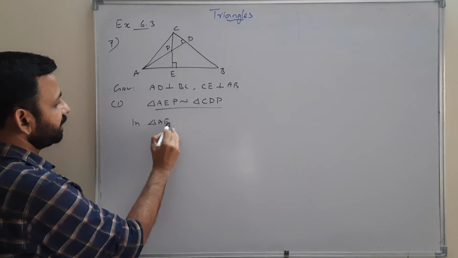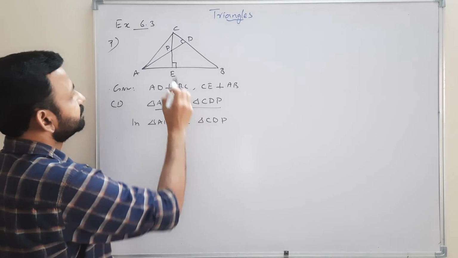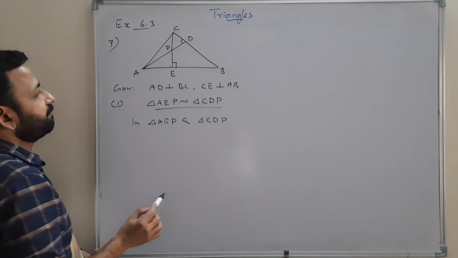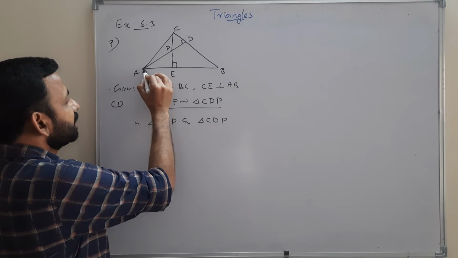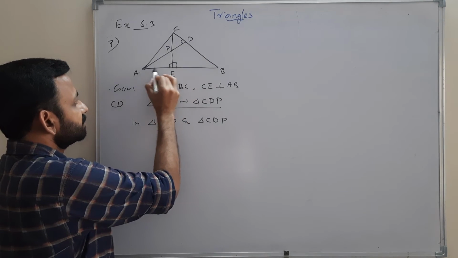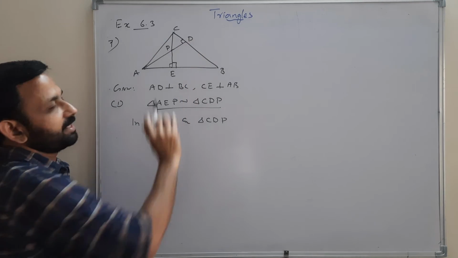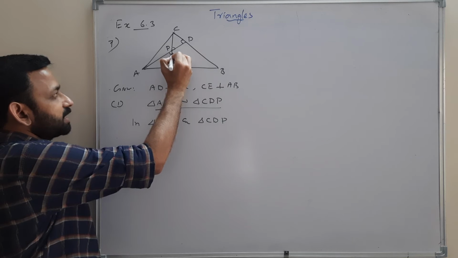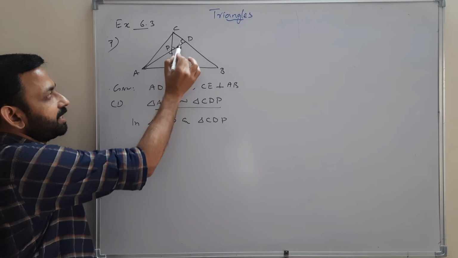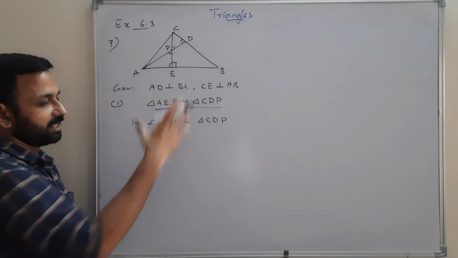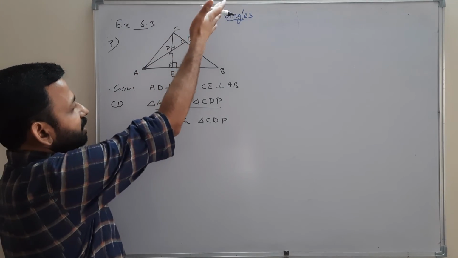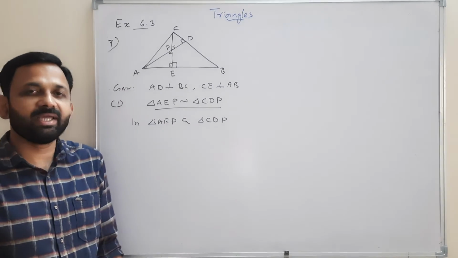In triangle AEP and triangle CDP, when we compare the two triangles, angle E is 90 degrees and angle D is 90 degrees. Then the vertically opposite angles are equal. So two angles of this triangle are respectively equal to two angles of that triangle, so the two triangles are similar by the AA similarity theorem.